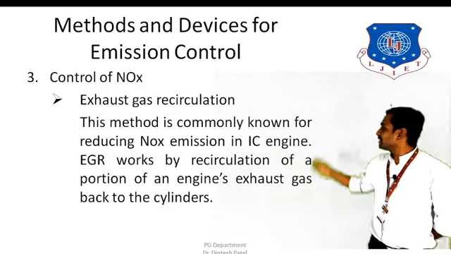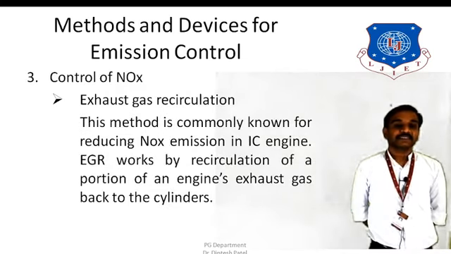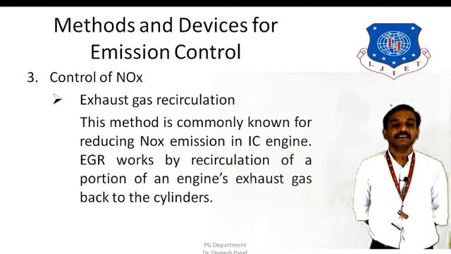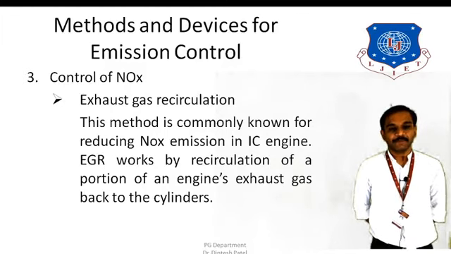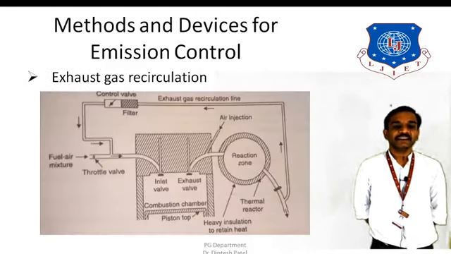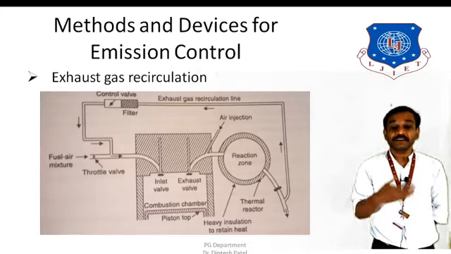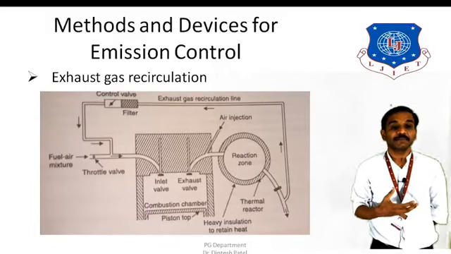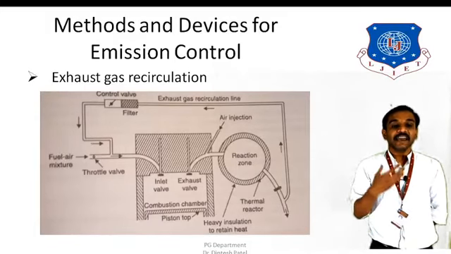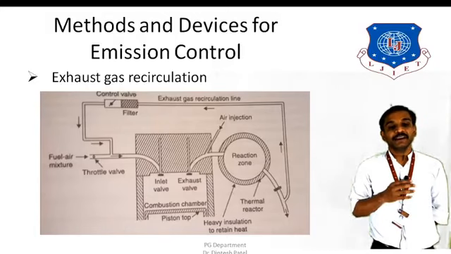Then after, the exhaust gas recirculation, which is also known as the EGR method. In the EGR method, we can specifically control the NOx emissions. Basically, in the EGR system, we reduce the temperature of the combustion chamber. We can reduce the average temperature of the combustion chamber by supplying the exhaust gases back into the inlet manifold.